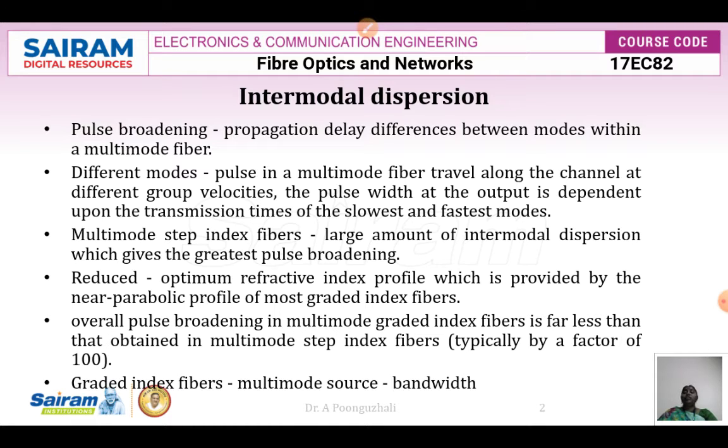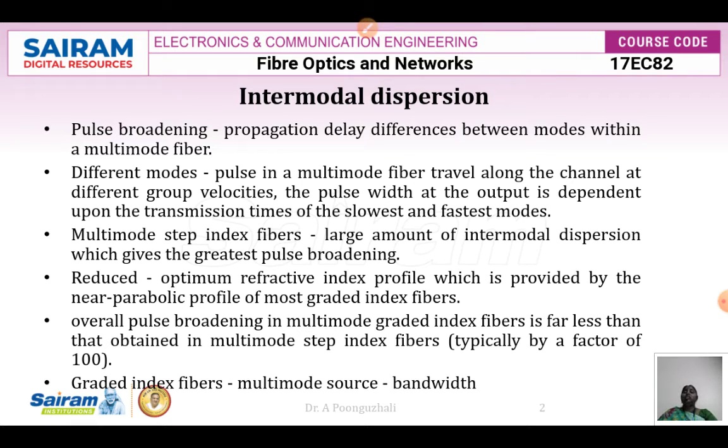So for a multimode step index fiber, a large amount of intermodal dispersion is going to occur. That means it is going to have the greatest pulse broadening. In a step index fiber, we know that the refractive index is going to be uniform. When it is uniform, there is going to be a propagation delay difference between the slowest and fastest mode. As a result, the greatest pulse broadening effect will be there.